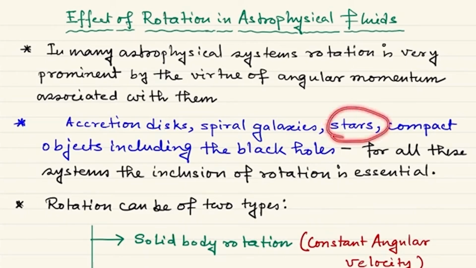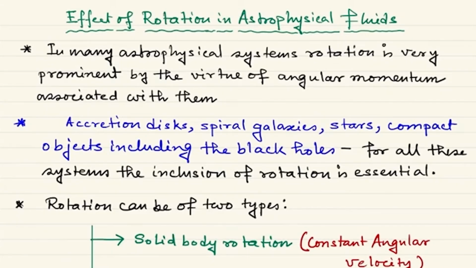Now comes the rotation of stars, where you can see almost spherical objects rotating. The same holds for compact objects, for example white dwarfs and neutron stars, including black holes. The black holes also have clear evidence of rotation. One question is how to detect the rotation, or the spin rate, of a black hole. There are very interesting works on that, and you can also search for that on the internet.